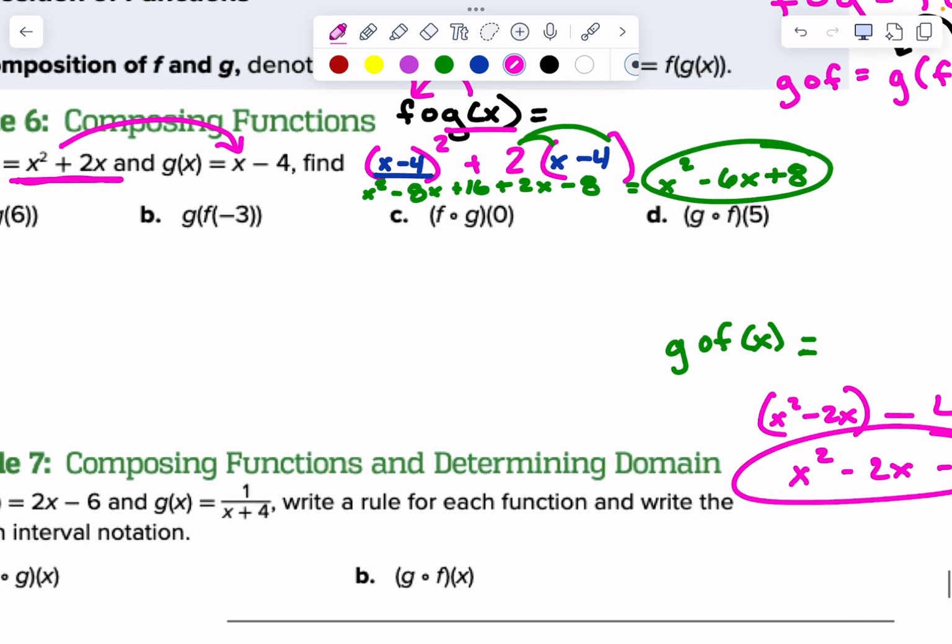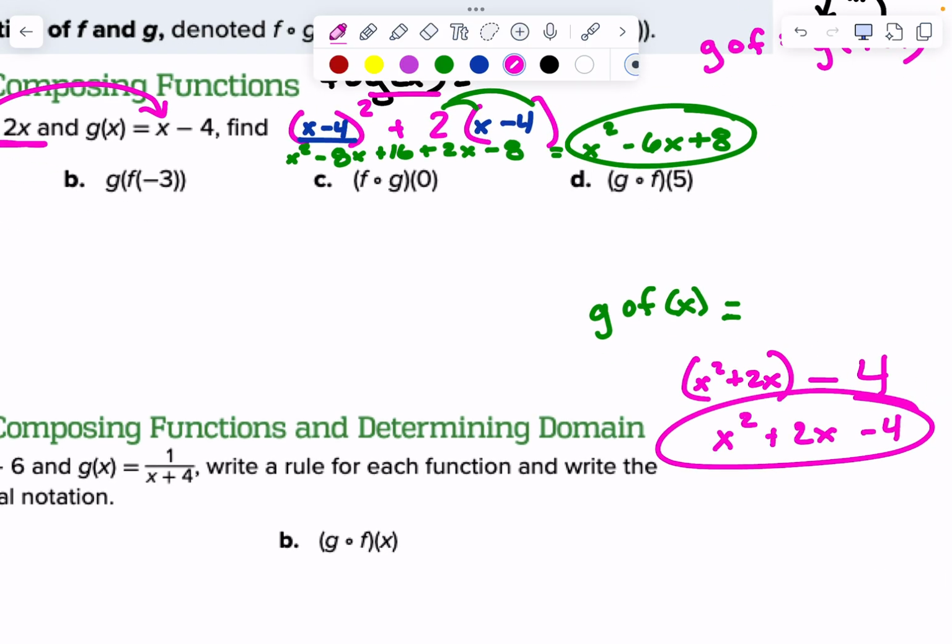No, it should be mine. Oh, I'm sorry, plus 2x. I forgot. Right there, plus. Yep, you're right. x squared plus 2x minus 4. That's what g composed of f is. So f composed of g and g composed of f are two different things, right? Okay?